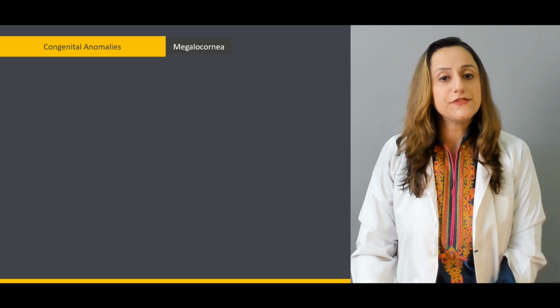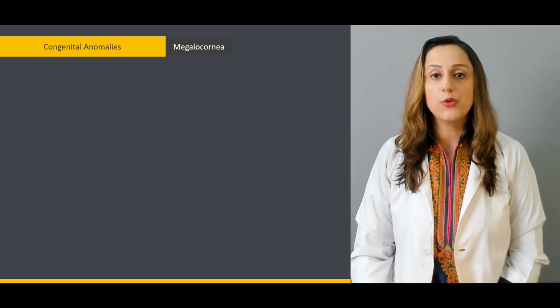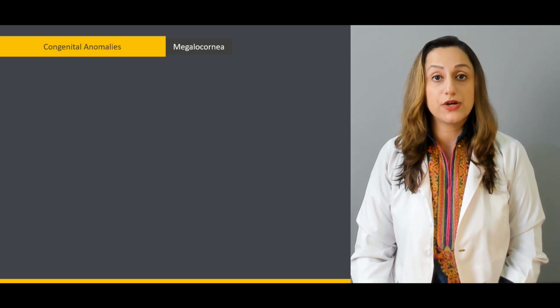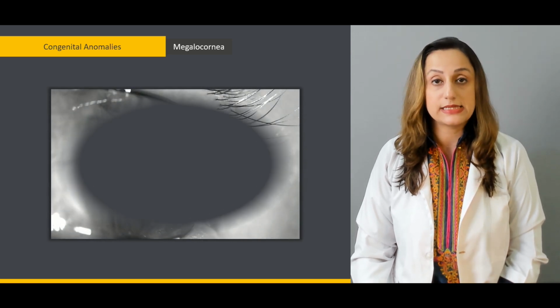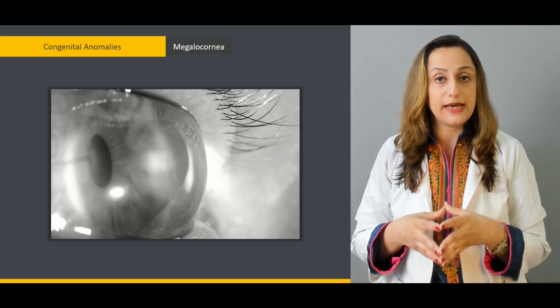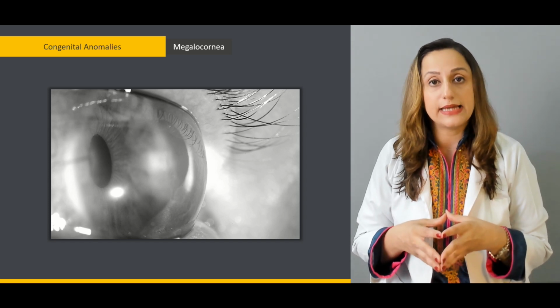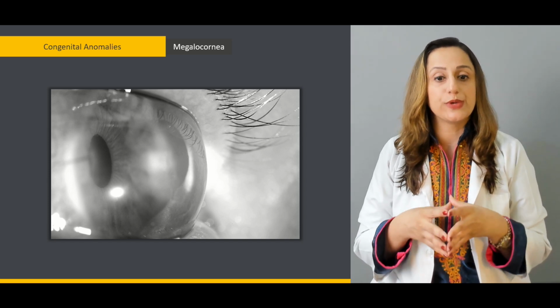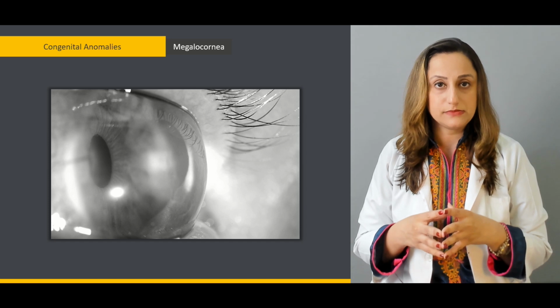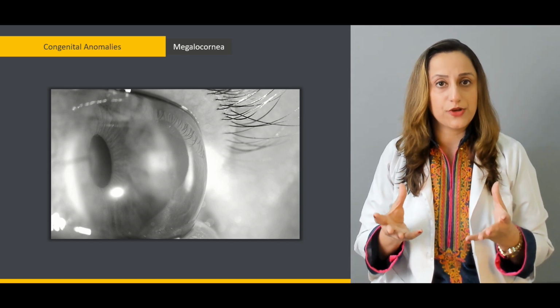The congenital features, if we talk about them, we have megalocornea on one hand. Now, what basically happens is if there is a cornea which is more than 13 millimeters in diameter for the first 2 years of life, at the age of 2 years of the baby, then that would be regarded as the condition which is known as megalocornea.